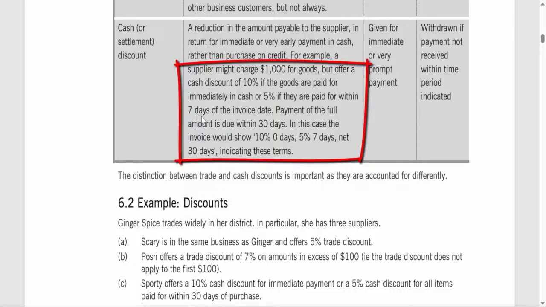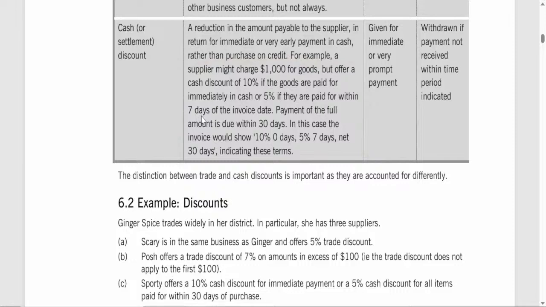If the buyer pays on the day of the invoice, they would only need to pay $900, benefiting from the 10% discount. If they pay within 7 days, they would pay $950 using the 5% discount. However, if they wait longer than 7 days, they would pay the full $1,000 because the discount terms have expired.